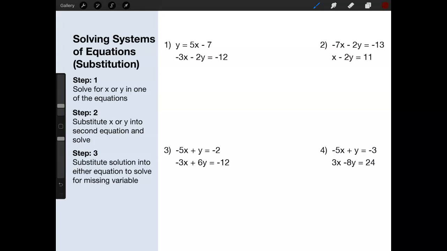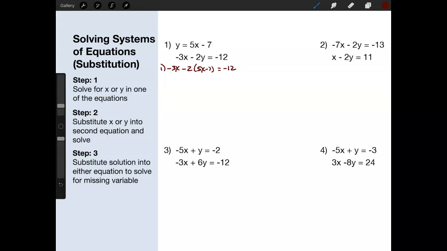Example 1, we have y equals 5x minus 7, and we also have negative 3x minus 2y equals negative 12. Now for this example, y has already been solved for us, so it's a matter of just substituting into the second equation. So we write step number 1, negative 3x minus 2y. Now we know that y is 5x minus 7. So we write in 5x minus 7 equals negative 12.